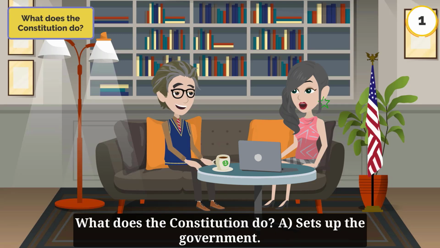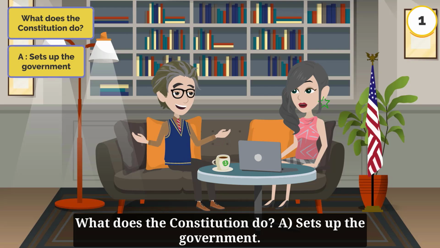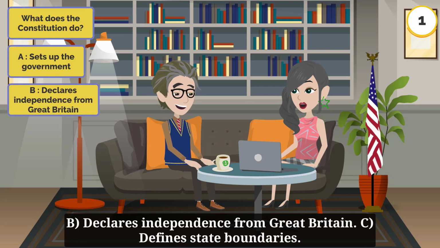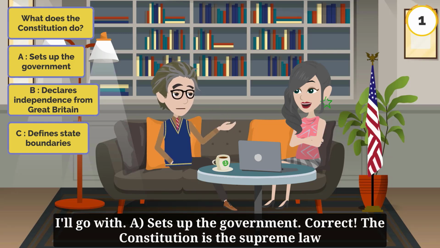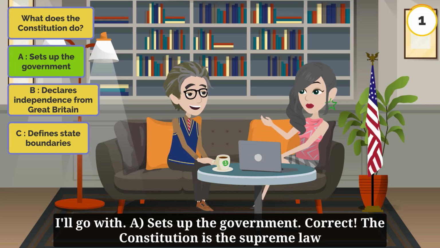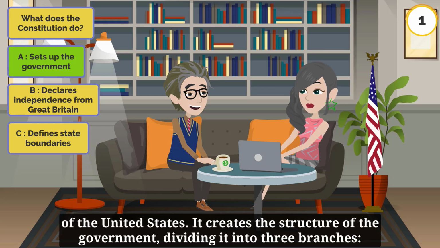Question 1. What does the Constitution do? A. Sets up the government. B. Declares independence from Great Britain. C. Defines state boundaries. I'll go with A. Sets up the government. Correct. The Constitution is the supreme law of the United States.